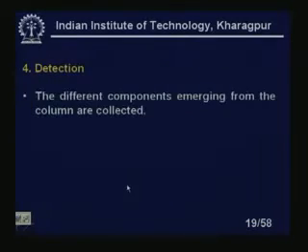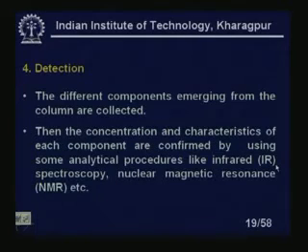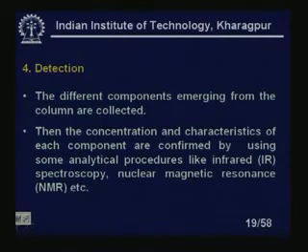Detection. The different components emerging from the column are collected, and then the concentrations and the characteristics, which is the most important, of each component are confirmed by using analytical procedures like infrared (IR) spectroscopy or nuclear magnetic resonance (NMR) techniques. So, we can identify the element and find the concentrations. The gas which is coming out elutes with a time difference, so I can measure it and detect the elements also.